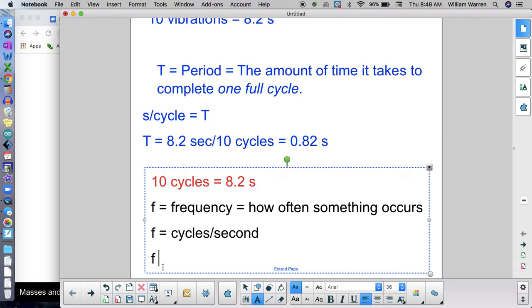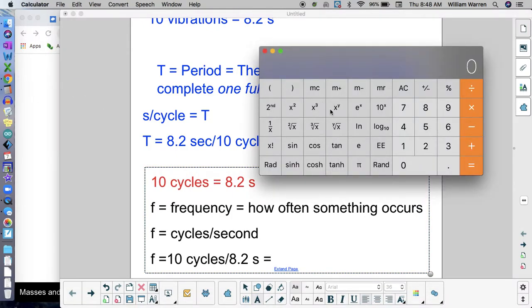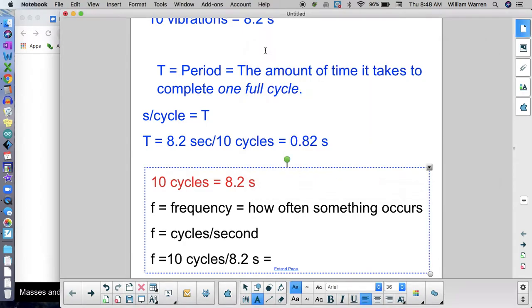From simply timing 10 bounces, I can get the frequency by dividing the number of cycles by the seconds. Well, 10 cycles divided by 8.2 seconds. So 10 cycles in 8.2 seconds, whatever this is, it's just over 1, right? Let's pull out the calculator. I don't use this calculator too often. Here it is. 10 divided by 8.2 is 1.22. Please don't write all those numbers. That's crazy talk. 1.22. Or even just 1.2, right?